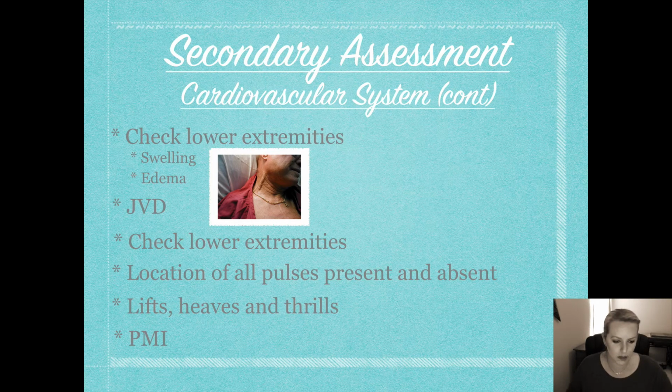And we also want to check PMI. So the point of maximum impulse, this is where the apex of the heart is actually going to be hitting the chest wall. So when you feel your heartbeat, that is your PMI, your point of maximum impulse.